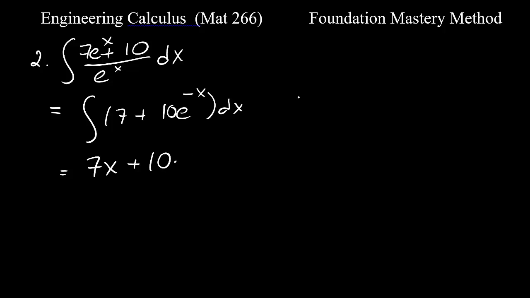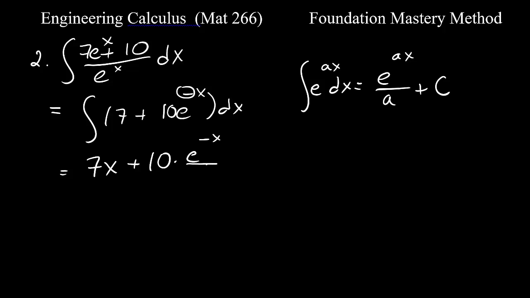To integrate e to the minus x, remember that the integral of e to the ax dx, where a is some number, is going to equal e to the ax over a plus a constant of integration. So in this case, a is equal to -1. So the integral of e to the minus x will be e to the minus x over -1 plus our constant of integration. And finally, if we simplify this a little bit, or rewrite it actually, we'll have 7x minus 10e to the minus x plus c.